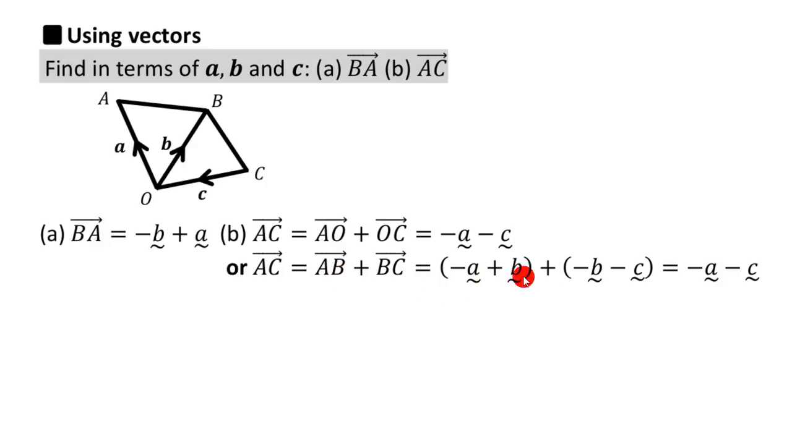Anyway, let's add this all together. We can add it just like normal letters. I know they're vectors, but you just treat them like normal letters. So minus A plus B plus minus B. That's basically saying B minus B, which is nothing, which leaves you with minus A minus C, which is the same answer. So what I'm trying to get at by doing this long way round is that it doesn't matter which route you take, you're going to get the same answer. That's the thing I really wanted to point out.